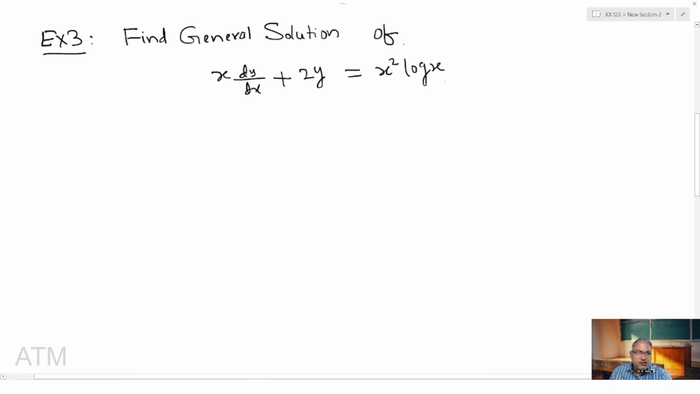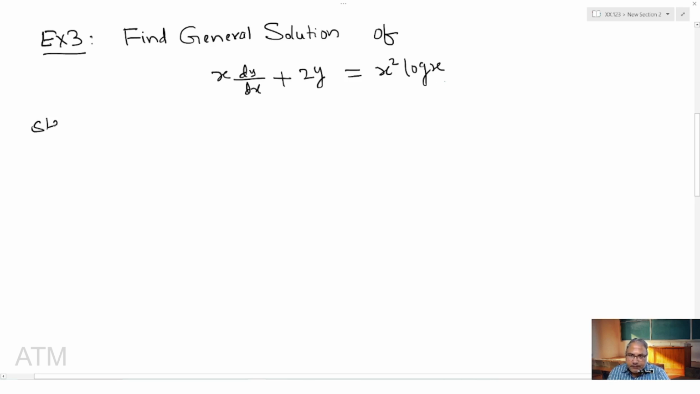Example 3. Find the general solution of x into dy by dx plus 2y equals x square log x. What do you observe here? Here dy by dx is multiplied by some function. Whenever you are dealing with a linear differential equation, it is important that dy by dx should not get multiplied by any variable. Like here x is the variable that is multiplied to dy by dx. So first free dy by dx from x. That can be done by dividing both sides by x.